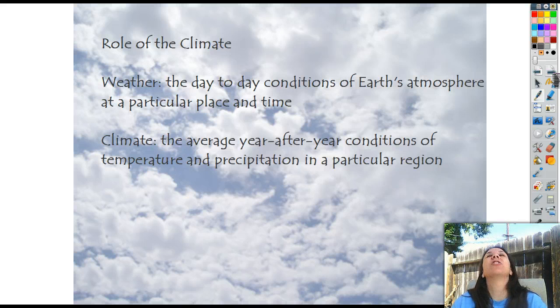Trying to figure out how to change the umbrella up there because it's really bright.